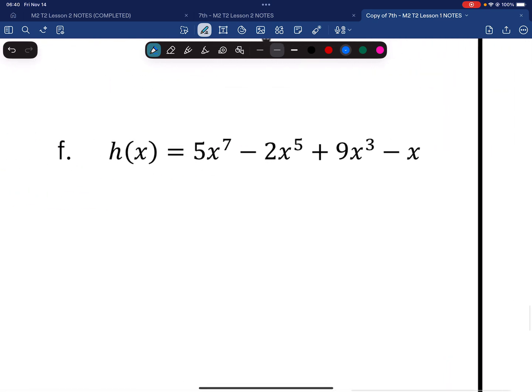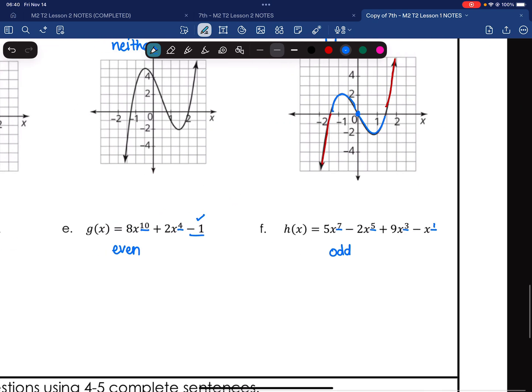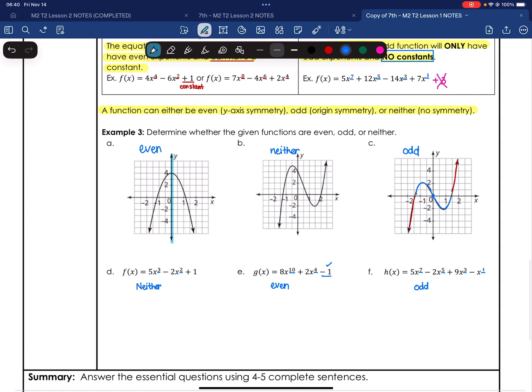And then if we look at this last one, notice that all of the exponents are odd, which makes this an odd function. But remember, if this had a constant on the end, it would be neither. Okay, so that's the end of this lesson. If you have any questions, make sure you write them down and ask in class.